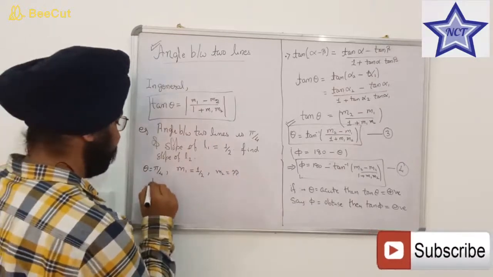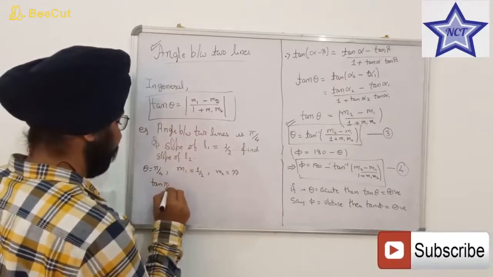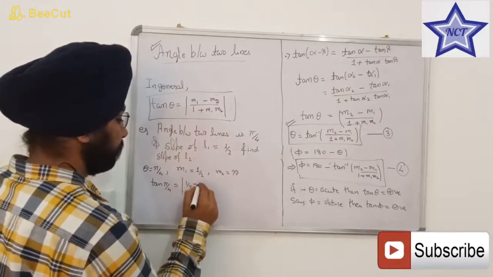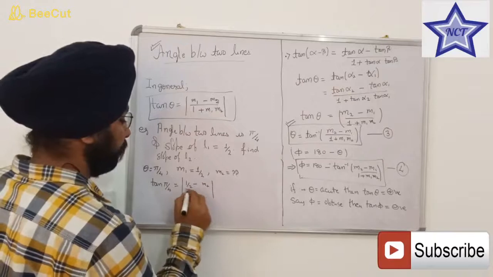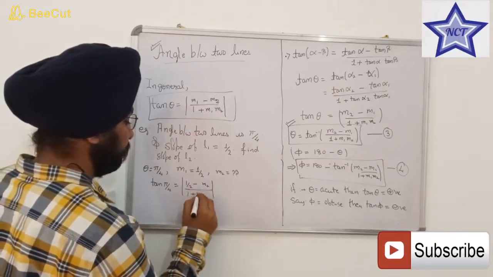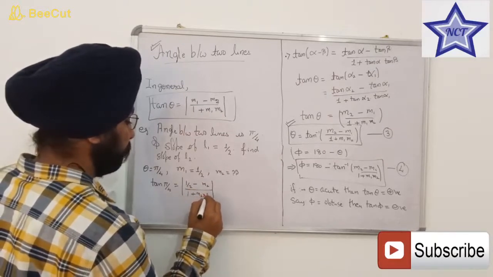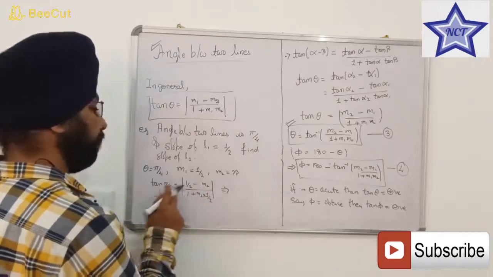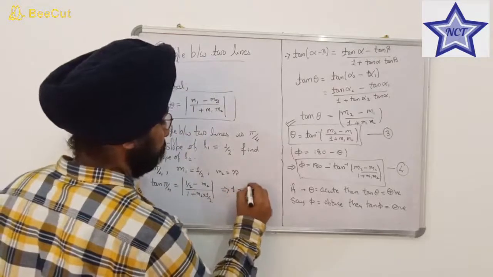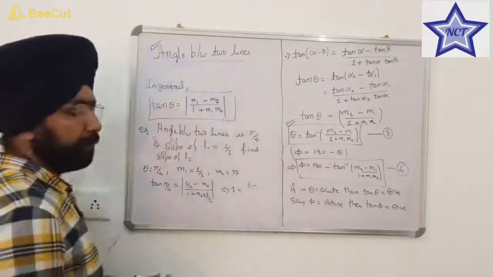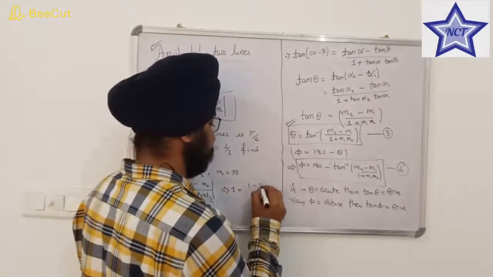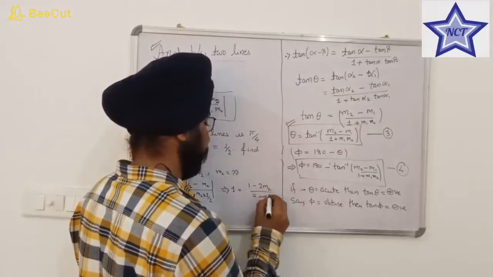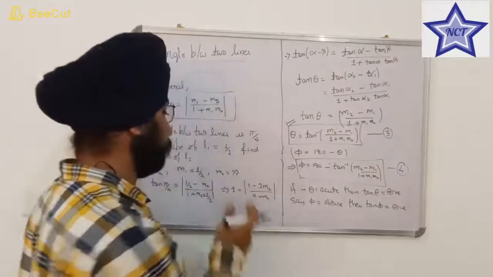So I can write it as tan of pi by 4 equals mod of m1, that is 1 by 2, minus m2 upon 1 plus m2 into 1 by 2. Solving, tan pi by 4 is 1, equals, taking the LCM of 1 by 2 minus m2, I can write it as 1 minus 2 m2 upon 2 plus m2 whole mod, the denominator 2 cancels.